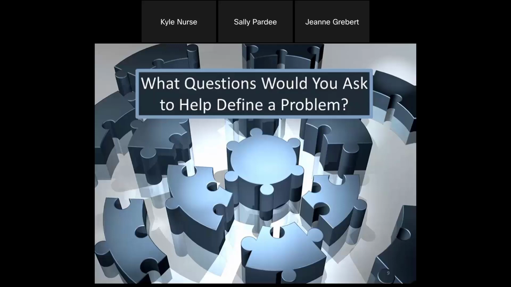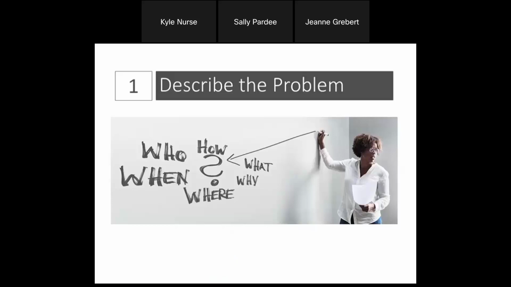So, as many of you noted, critical thinking questions include who, what, where, when, why, and how. You can apply these questions to any situation. For example, when you set out to describe the problem, you want to ask yourself who is involved. You also want to ask what the problem is, where, when, and why does it happen. It also helps to describe how you know it's a problem. So let's explore this further.